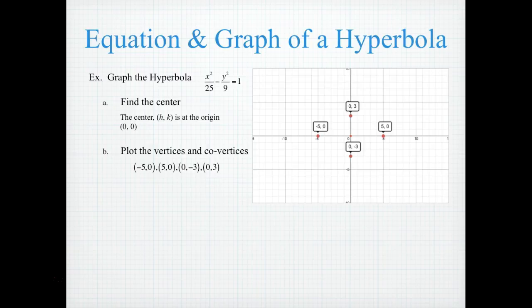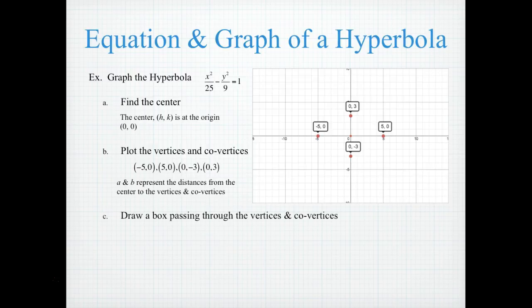Once I've plotted my vertices and my covertices, I'm now going to draw a rectangle that's going to pass through all 4 of those vertices. So there's the rectangle that's going to provide me with the slopes of the asymptotes.